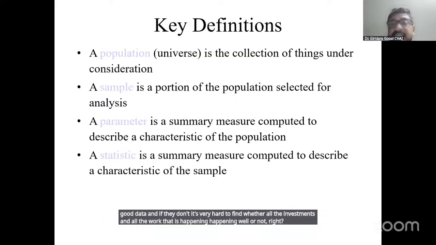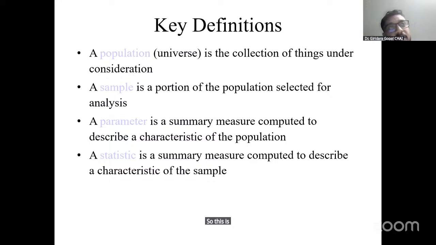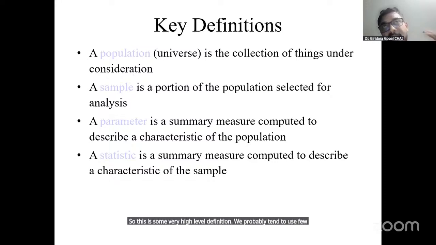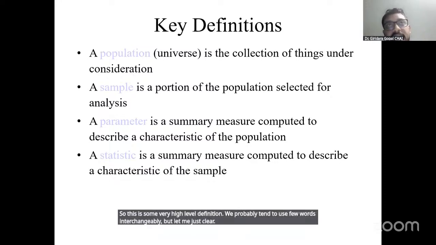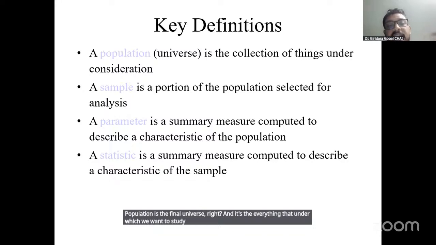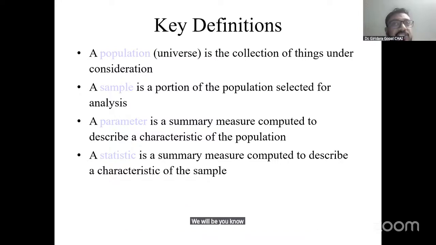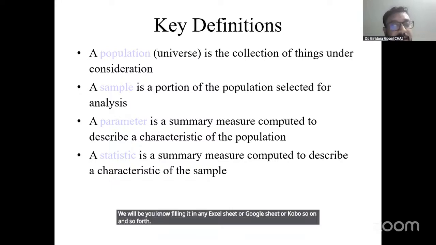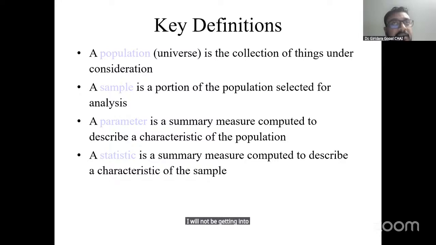So this is some very high level definition. We probably tend to use a few words interchangeably, but let me just clear. Population is the final universe, right? And it's everything under which we want to study. From the population, we are taking a portion which is your sample, and that is the target to whom we will give our questionnaire. We will be filling it in any Excel sheet or Google sheet or Kobo, and so forth. I will not be getting into it, but I'll just give you the processes.